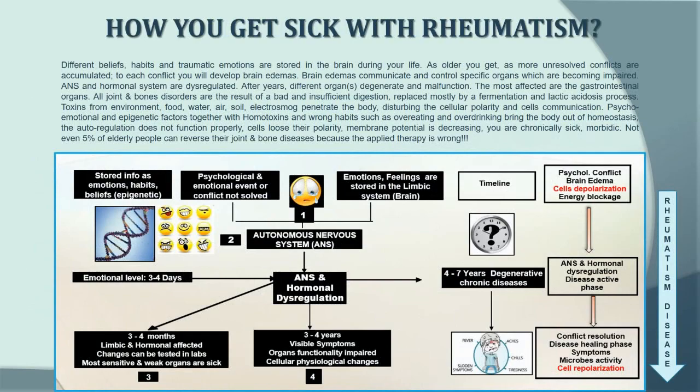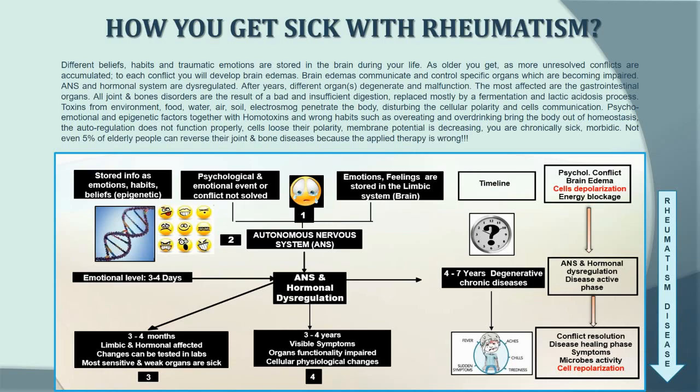How do you get sick with rheumatism? Well, different beliefs, habits, as well as traumatic emotions are stored in your brain during your entire life. The older you get, the more unresolved conflicts are accumulated, and to each conflict you will develop brain edemas. Brain edemas communicate with and control specific organs, which become impaired. The autonomic nervous system and the hormonal system are thereby dysregulated, and after years and years, different organs degenerate and begin to malfunction.